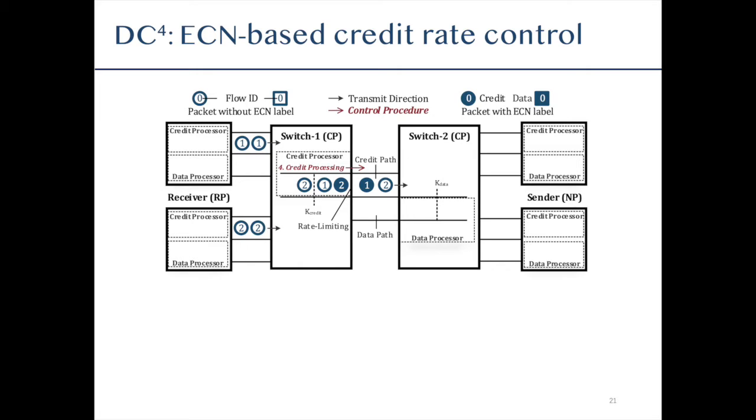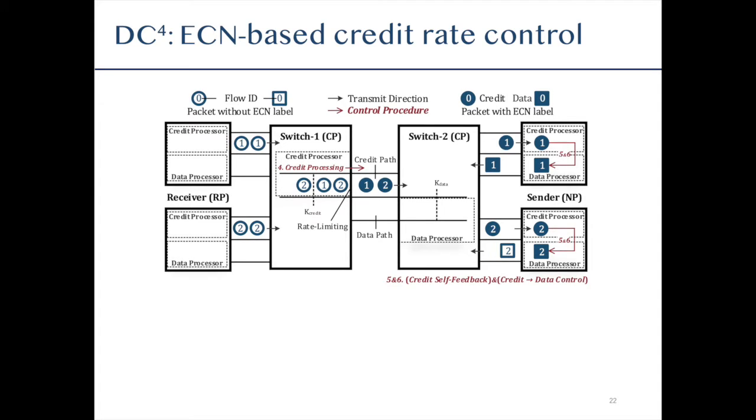In the switches, the credits are rate limited in the credit queue to prevent data congestion on the reverse path. The credit processor of switch 1 marks the ECN label on the credits when the queue exceeds the threshold K credit. Then, the credits are delivered to the senders. At the sender, data packets are scheduled one by one by the credits.